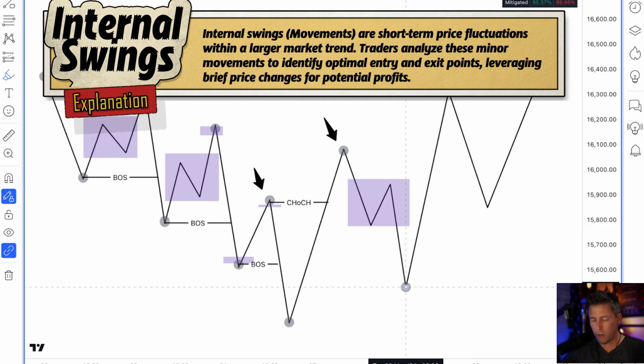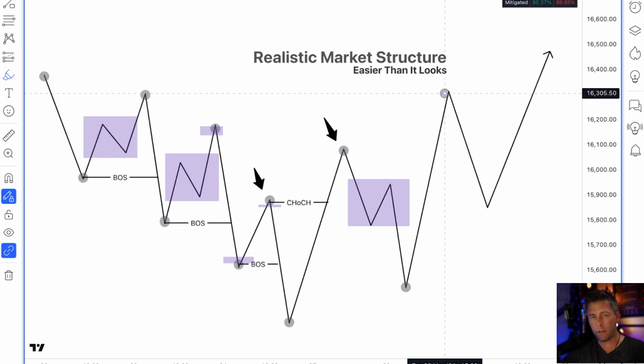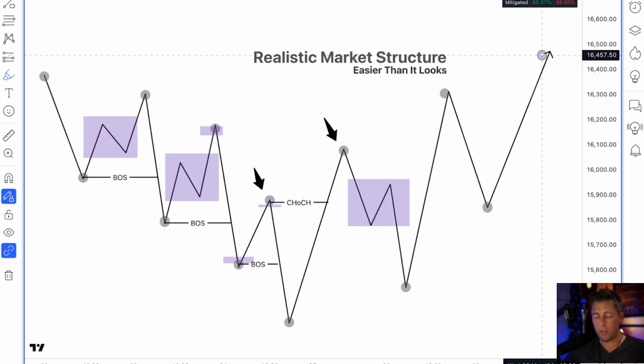So price moves lower, creates a lower low. What does it do? It creates a higher high. And if we're in an uptrend, we should anticipate that price is probably going to pull back to create a lower low, and then we should anticipate that it's going to make a higher high until it doesn't, until price breaks this upward structure.